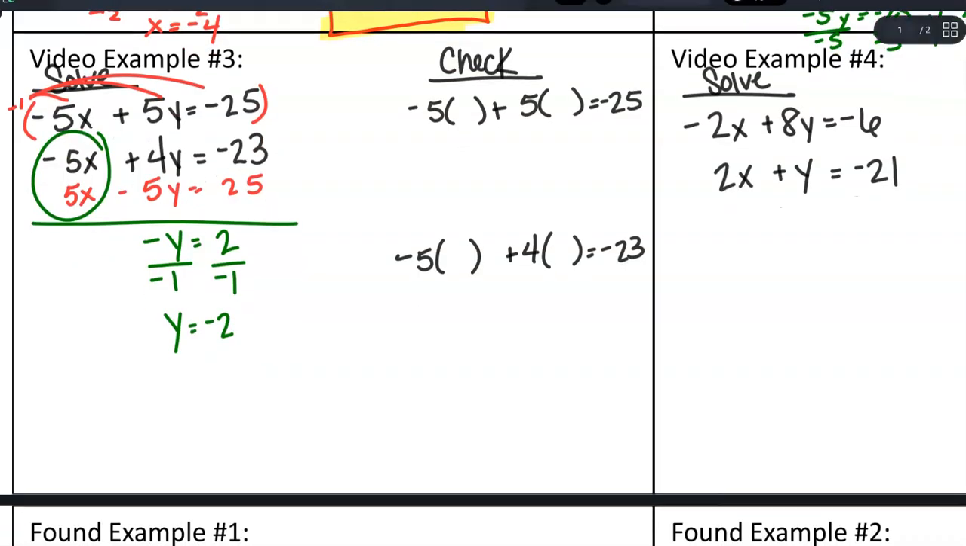I found y. So I need to choose one of the equations to sub back into. It doesn't really matter which one. The second equation has smaller numbers, sort of. So since I found y, my parentheses is going to go where y is. So I have -5x plus 4 parentheses equals -23. And we think that y is -2. So now I simplify and solve. So -5x here, 4 times -2 is -8.